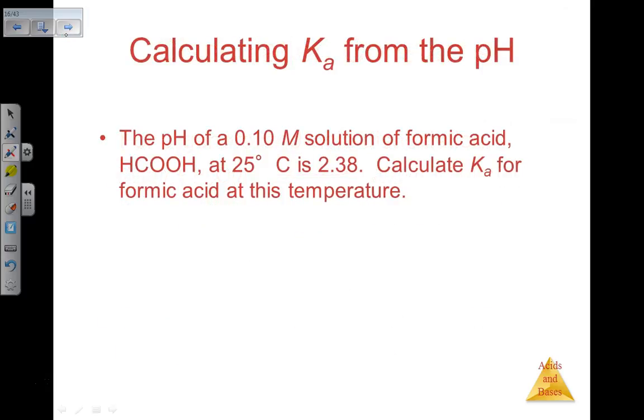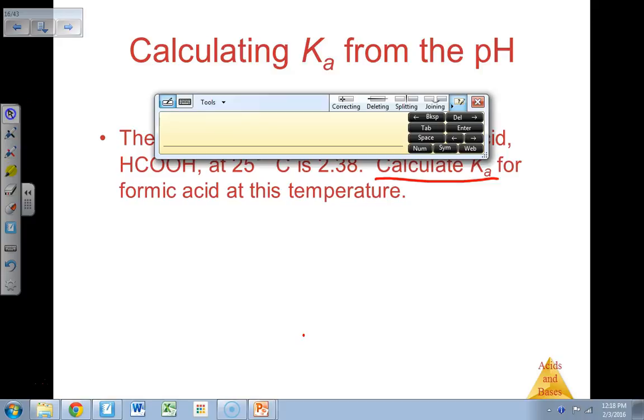Now, these problems end up being really just an equilibrium problem. And remember, there are two types of equilibrium problems: find the conditions or find the constant. In this case, we were given the conditions somehow, and so now we have to find the constant. So I'm going to do this problem on the next page here.